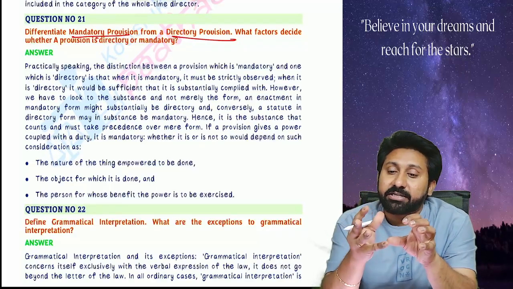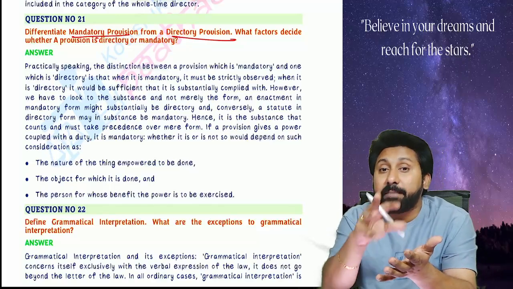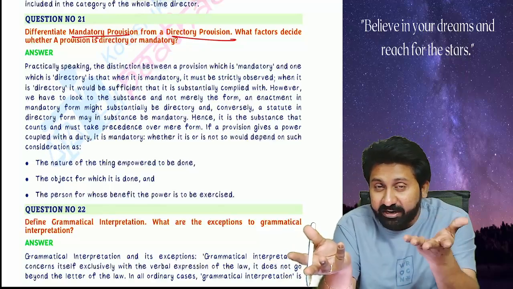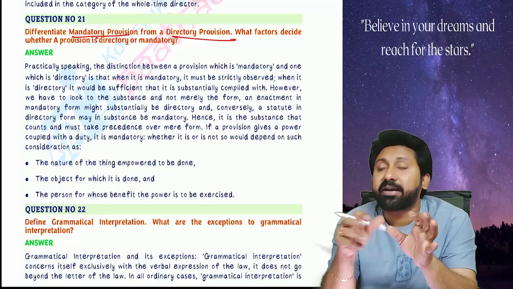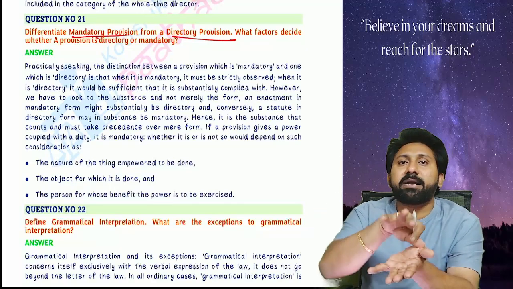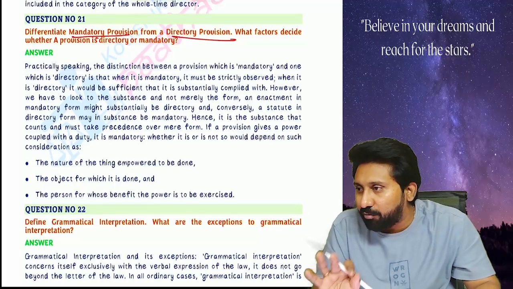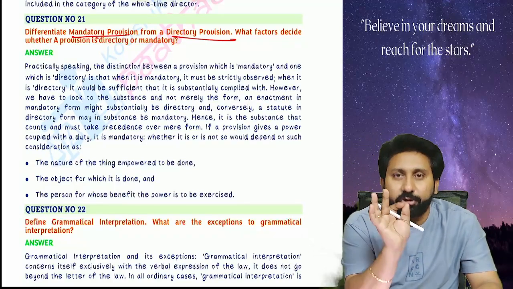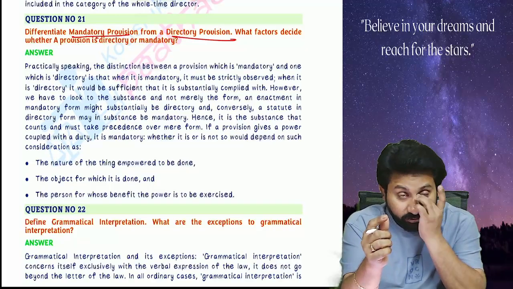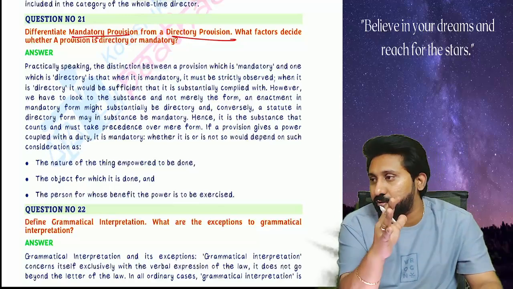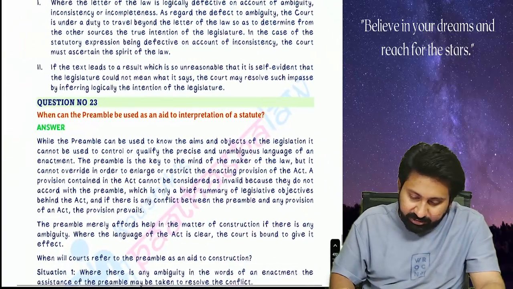Sometimes a section may be directory, but originally by form it is obligatory. Though it looks like a directory, it is mandatory. Sometimes a mandatory provision should be interpreted as a directory provision depending on the context. So the final thing we read: when a power is coupled with a duty, though a power may or may not be exercised, when duty is attached to it, you should read it as a mandatory provision only. Understood?